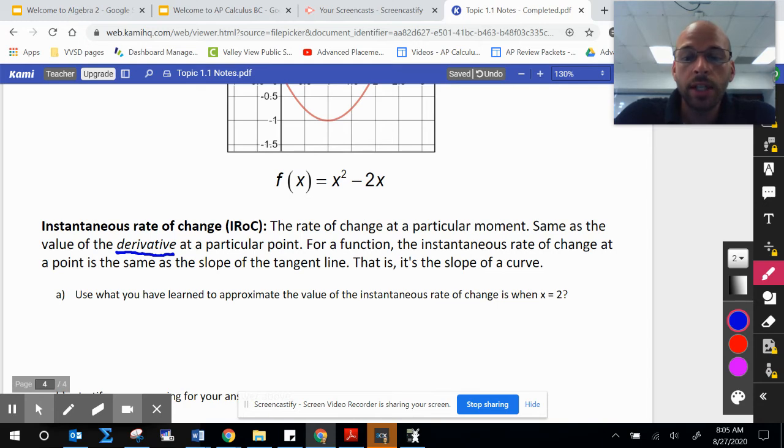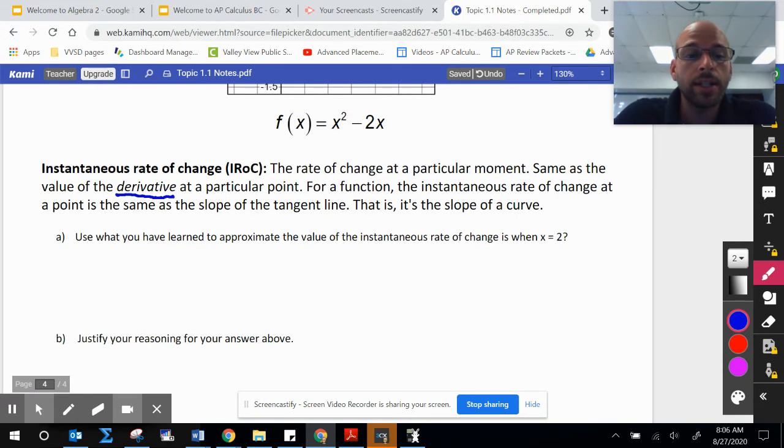So for a function, the instantaneous rate of change at a point is the same as the slope of the tangent line, not the secant.